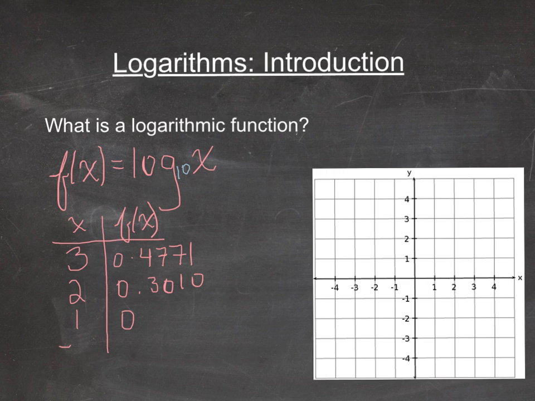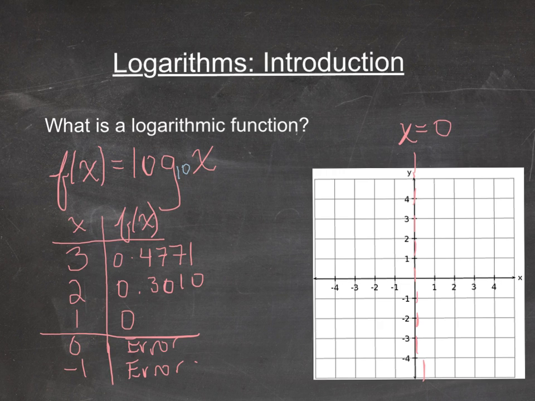Oops, I missed 0. When x is 0, if I plug that into the calculator, I get an error. And if I continue and go negative, I keep getting errors. So it looks like I have a problem. My function will never reach x equals 0, so I'm going to have an asymptote. Sorry, I can never reach x equals 0. That's what I meant. So I'll have an asymptote at the line x equals 0.